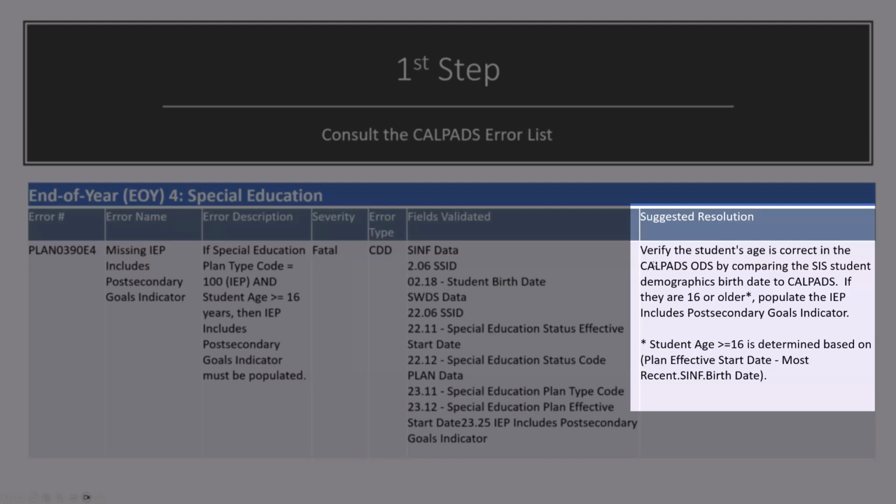It says verify the student's age is correct in CALPADS by comparing the student information system data, your local system, to CALPADS. So you want to verify that information is correct. The student is actually 16 on the date that CALPADS believes the student is 16. And then if so, populate the IEP includes post-secondary goals indicator. All right, so that's the error list.